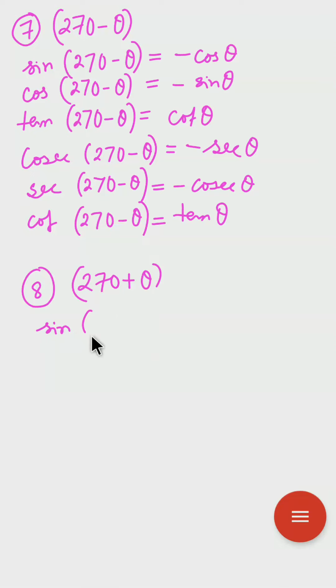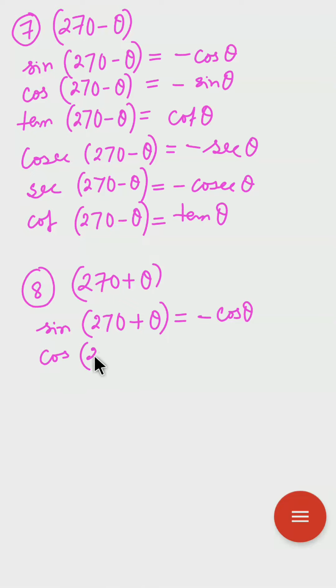You all find it out along with me. Sine of 270 plus theta is equal to, the angle is in the fourth quadrant. Sine in the fourth quadrant is negative. This is an odd multiple of 90, so this will become cos. So sine 270 plus theta is equal to minus cos theta.